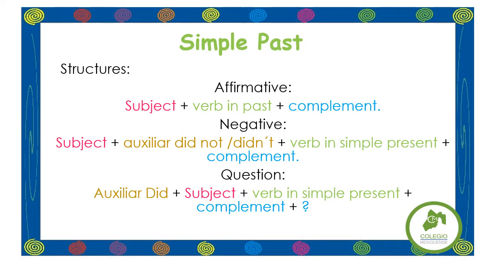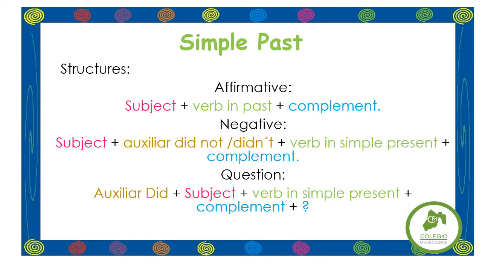Do you know what the grammar structures in simple past are? No? Don't worry. Now you can watch the three grammar structures: affirmative, negative, and question. In affirmative, it is subject plus verb in past plus complement. Please don't forget the period at the end of the sentence.